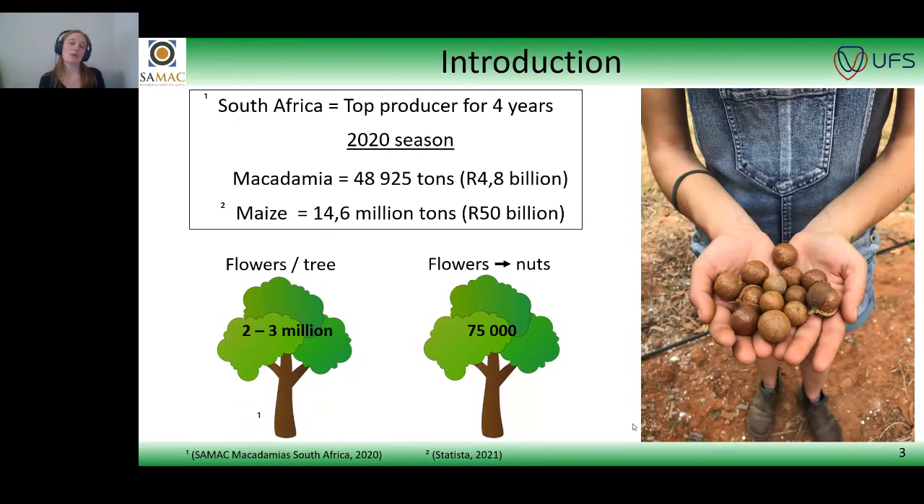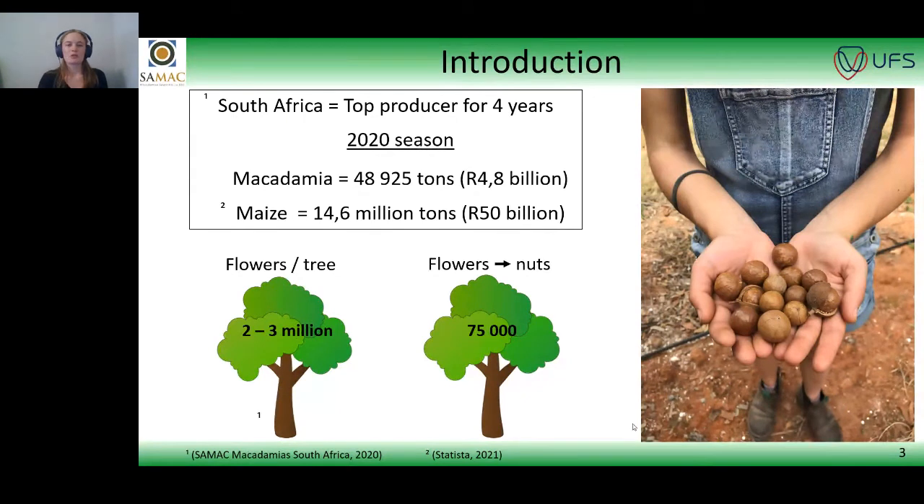When we compare macadamia yields to the yields of maize achieved by South Africa in the 2020 season, we get an idea as to how valuable macadamia nuts are. South Africa produced around 49,000 tons, worth around 4.8 billion rand, and we produced just under 15 million tons of maize, worth about 50 billion rand. As I said, this gives a person an idea as to how valuable macadamia is for our industry.